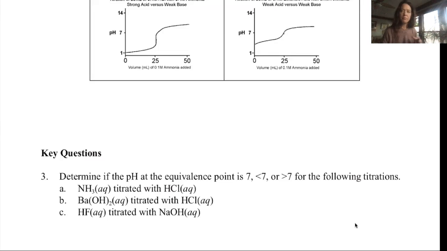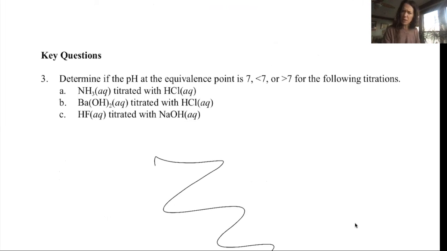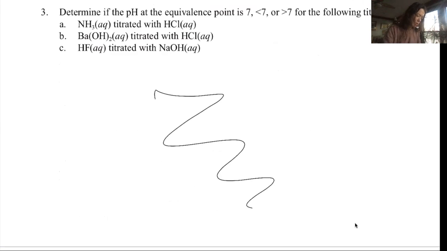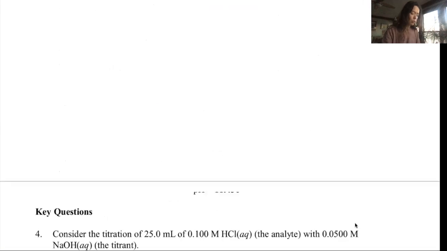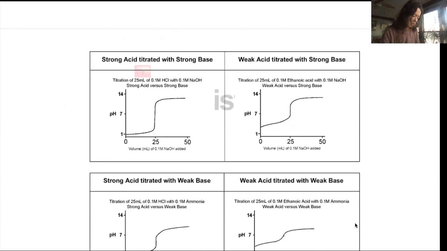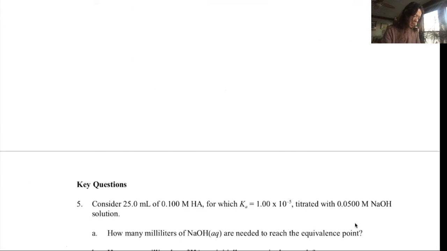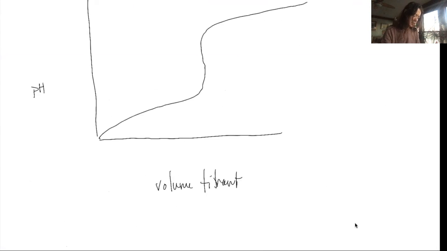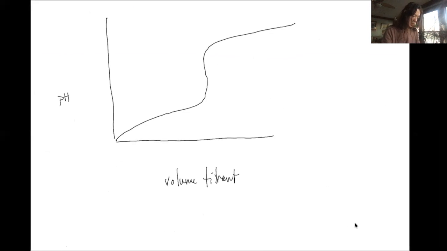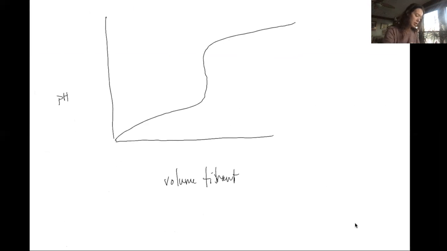So you know what a titration is, right? We've talked about titrations. During the process of a titration, particularly an acid-base titration, we often measure the pH throughout the titration, okay?